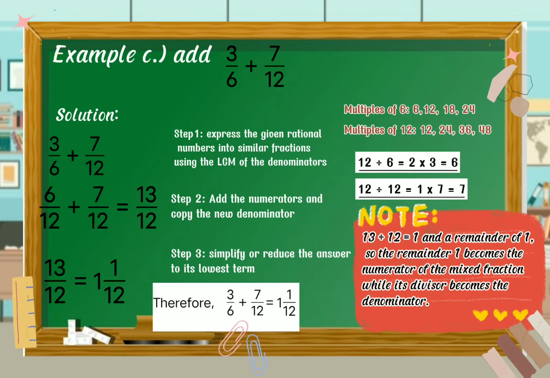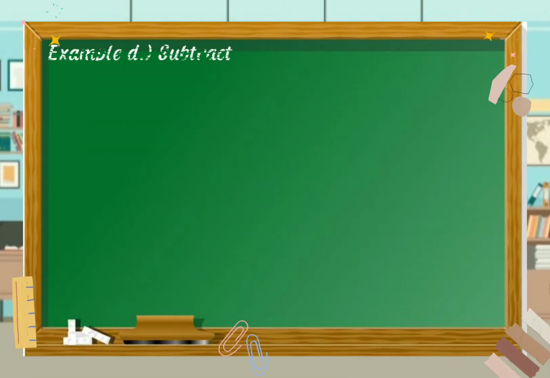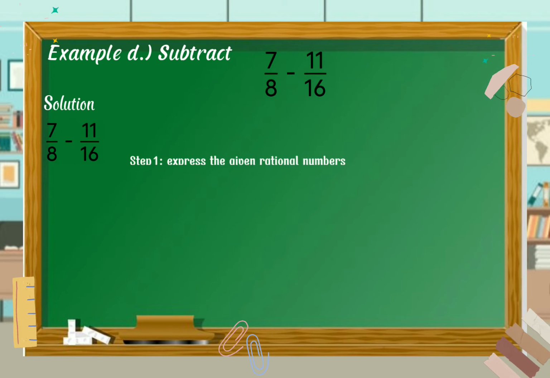Therefore, 3/6 added by 7/12 is equal to 1 and 1/12. Now, let's have example D. Subtract 7/8 by 11/16. So let's now perform the first step.